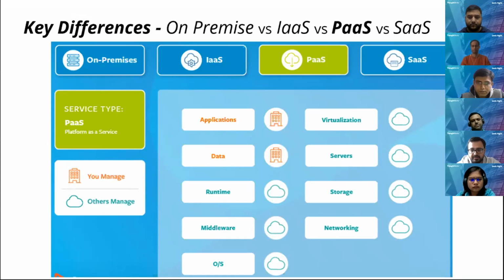App Services provided by Microsoft Azure is a leading platform as a service in the market these days. The other services are Force.com by Salesforce, OpenShift by Red Hat, and Elastic Beanstalk by Amazon.